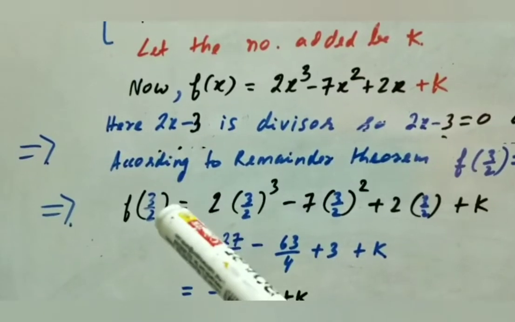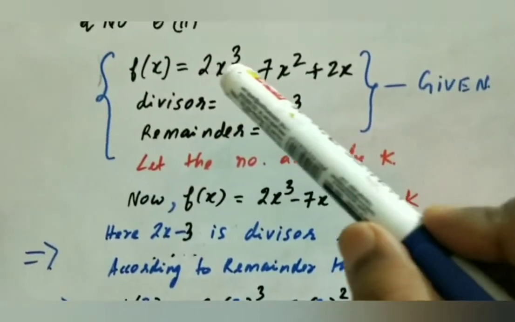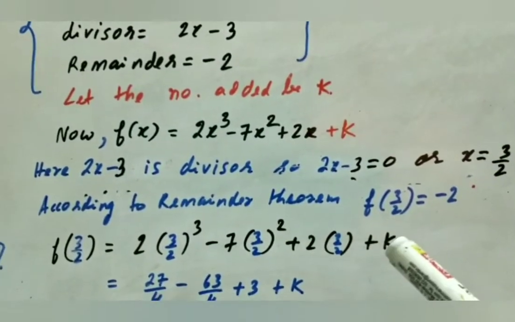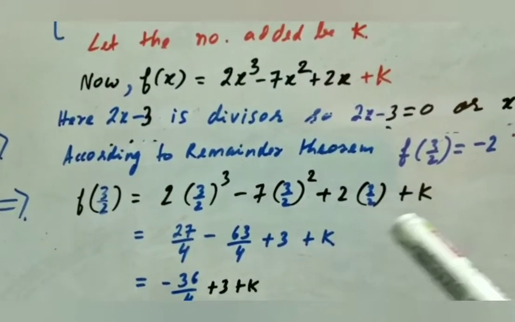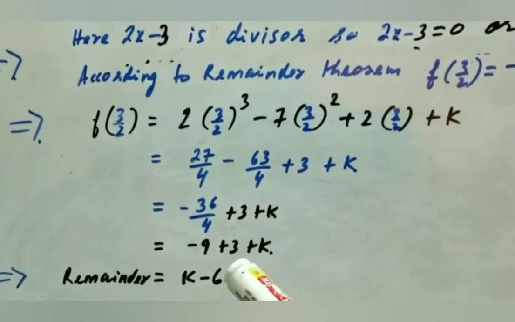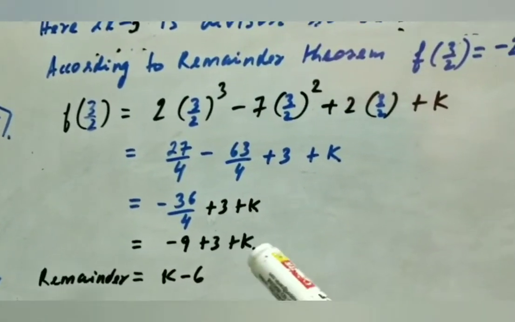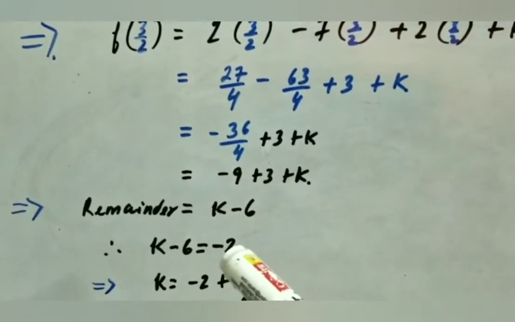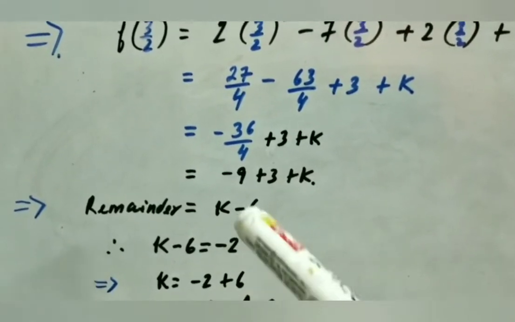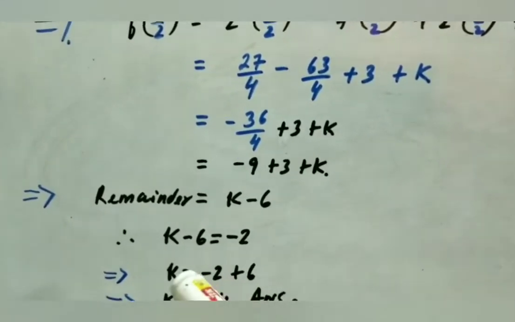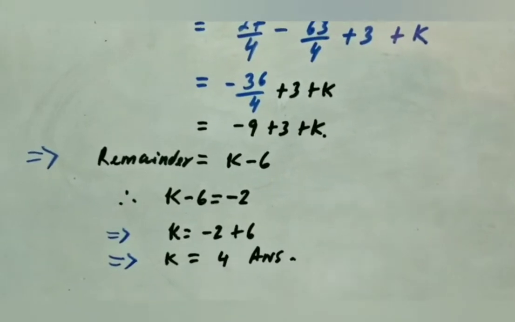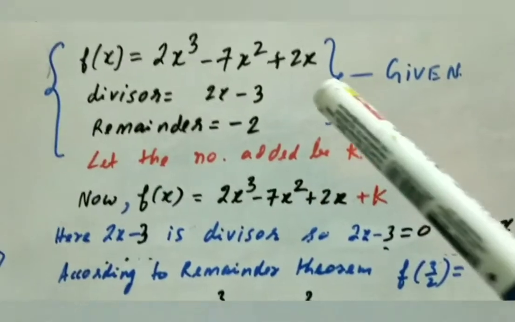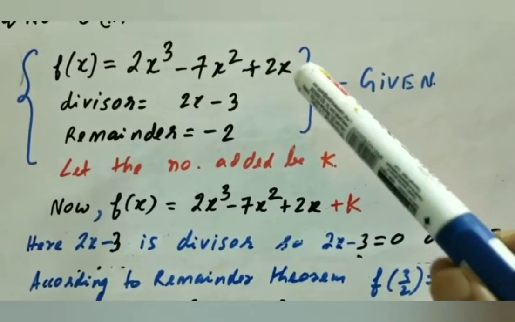So f(3/2) is 2x cube minus 7x square plus 2x plus k. This is the remainder. After simplifying, we get the remainder as minus 9 plus 3 plus k, that is k minus 6. k minus 6 is minus 2 because this is the remainder. K is equal to 4. This is a very important question. And if they give what number should be subtracted, there is a question in your book, write minus k.